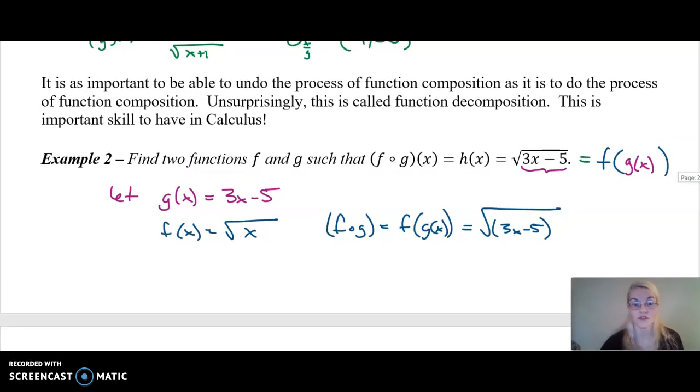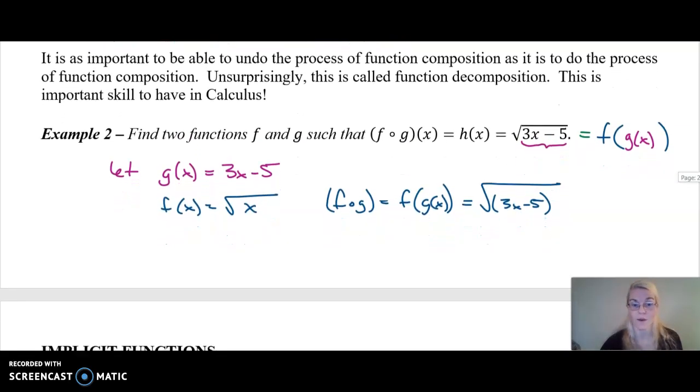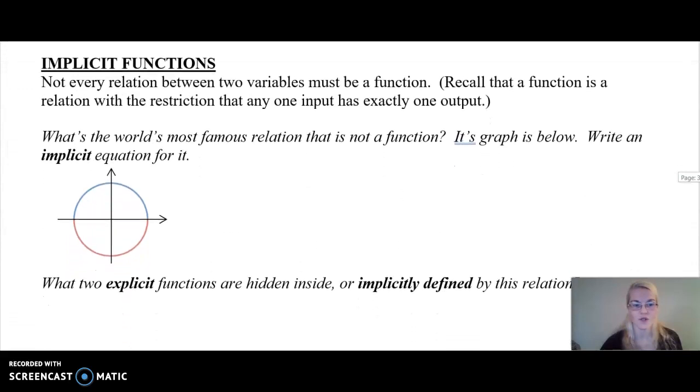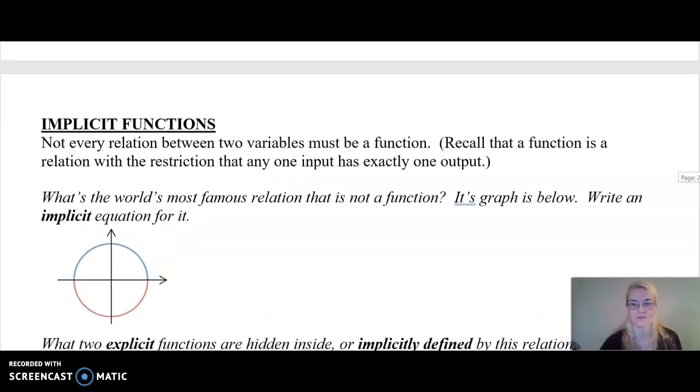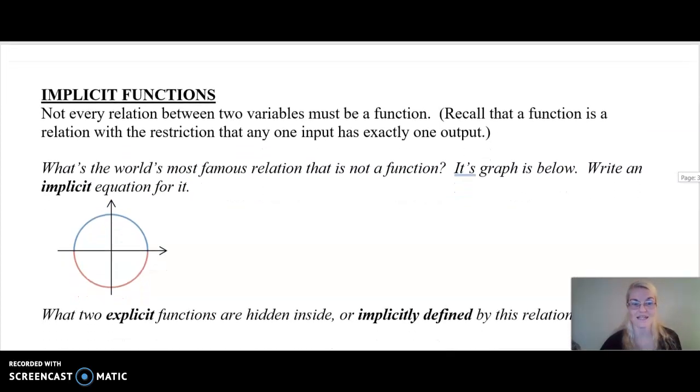And that will do it for the first video, the first half of 1.4. In the second half, we're going to focus on implicitly defined functions and what that is. So now please go to our next video.